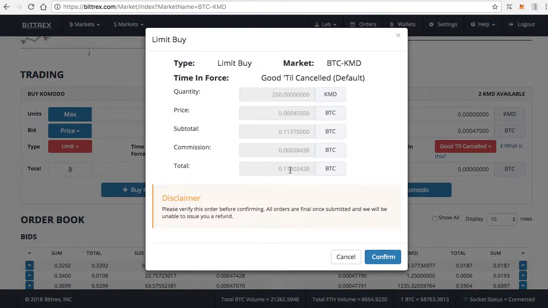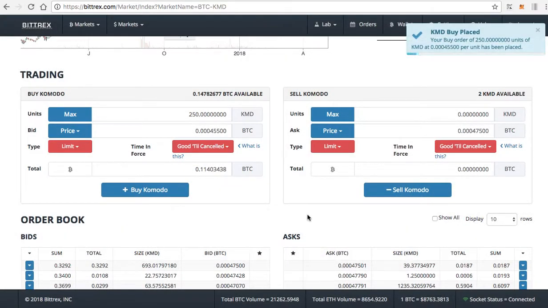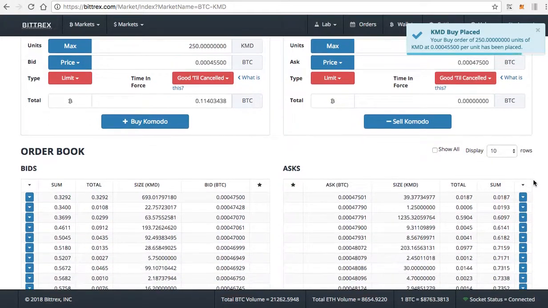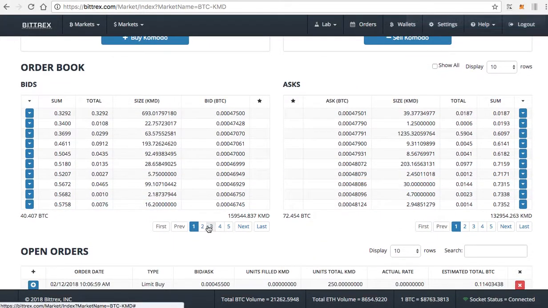And then this just comes up for confirmation: quantity, price, subtotal, commission. That's the fee I'll pay when that order is filled. And then my total cost for the order. And I'm going to click on confirm. Okay. And now in the order book, I'm not sure if I'll even show up on page 1. I don't show up on page 1.